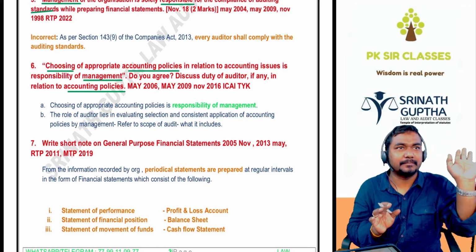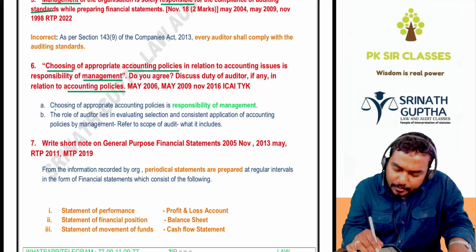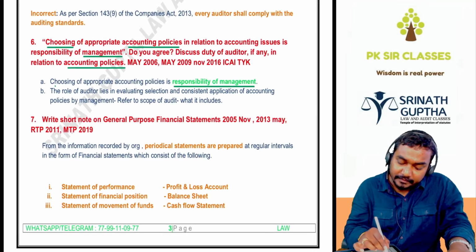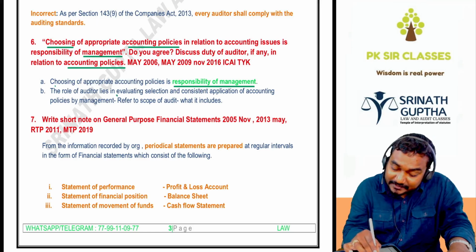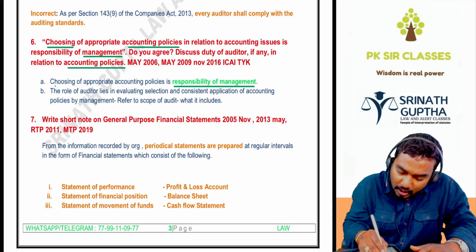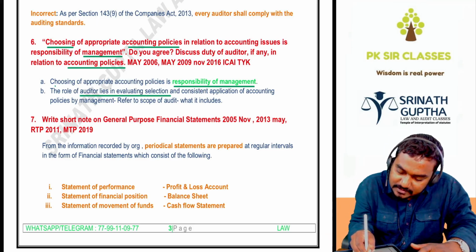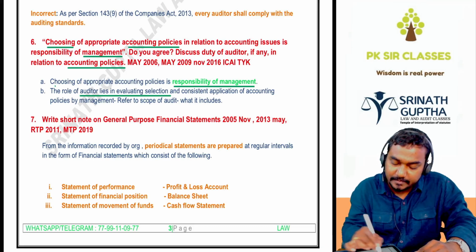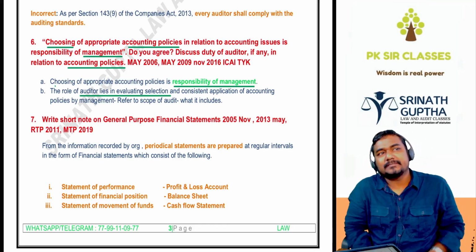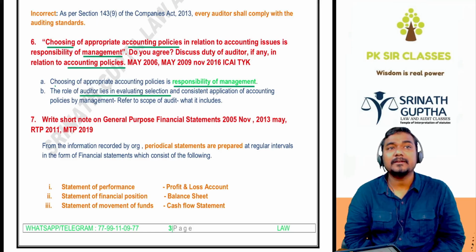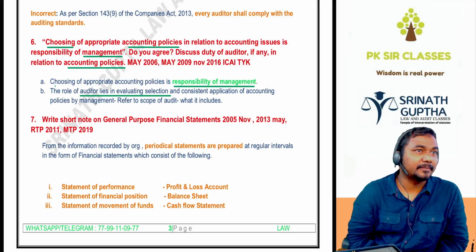So choosing the appropriate accounting policies is the responsibility of the management. The role of the auditor lies in evaluating the selection, whether they are selecting the proper policy or not, and the consistent application of accounting policies by management. For example, if management is not following the accounting policy consistently, what should they do? Disclose as per AS 1: the reason for changing the policy and the effect of the change of policy.